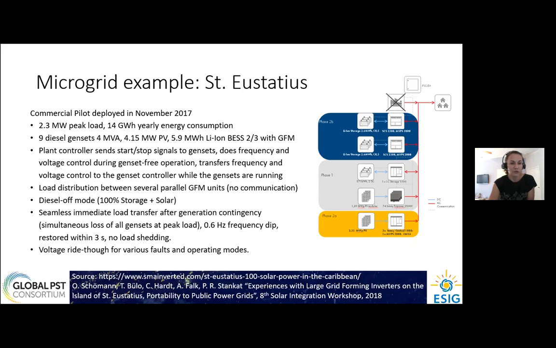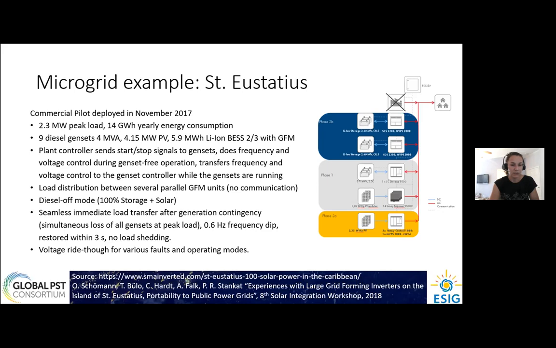And so the plant controller can send start and stop signals to gensets. It does frequency control and voltage control when gensets are not in operation, and it can transfer frequency and voltage control to gensets when the gensets are running. It does load distribution between 2 parallel grid forming units, and it doesn't require any extra communication. So the units just share load automatically.